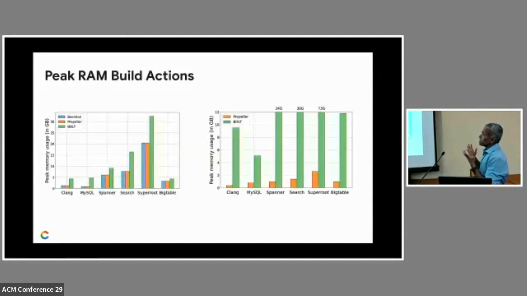If you look at the peak RAM of build actions, again, this is the peak RAM for two different build actions. On the left is the traditional linking, and on the right is profile conversion. On the left, we can see that Propeller is very close to the baseline and almost imposes no overhead on the peak RAM for any process. And on the right is profile conversion, where Bolt is significantly higher than Propeller, again due to disassembly.